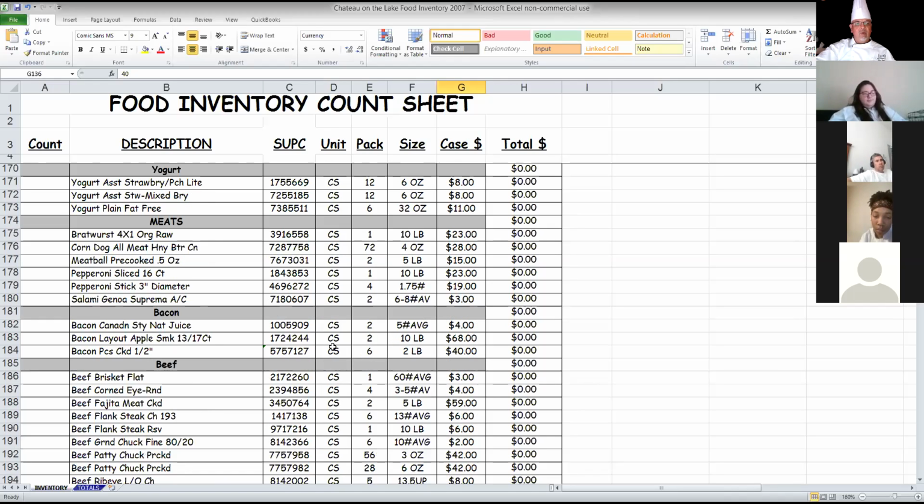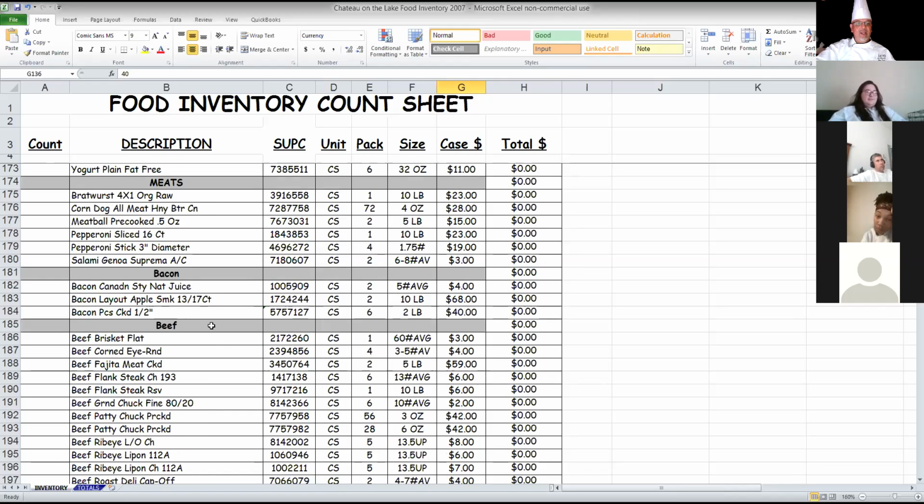Bratwurst, corn dogs, pepperoni, salami, bacon. Okay, right here, the applewood smoked bacon, $68 for a 20-pound case. You want to use bacon in your recipes, on your menu, you take $68 divided by 20 pounds, divided by 16. That's how much 1 ounce of bacon is going to cost you.